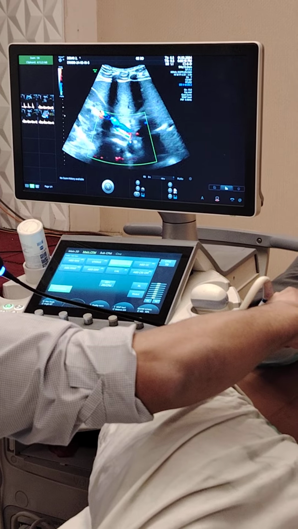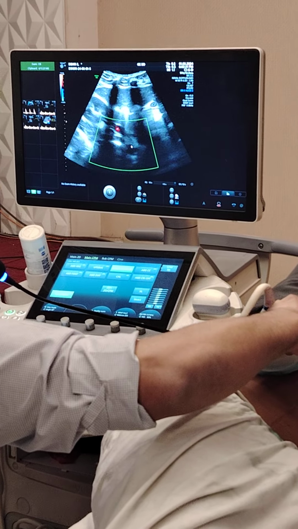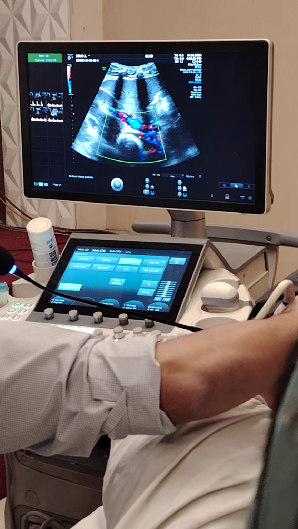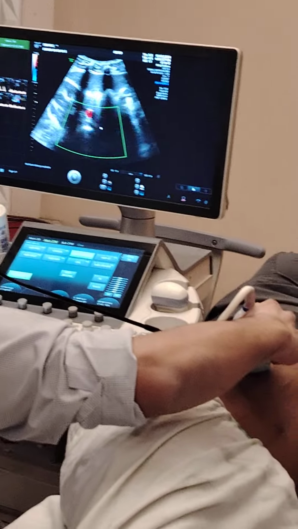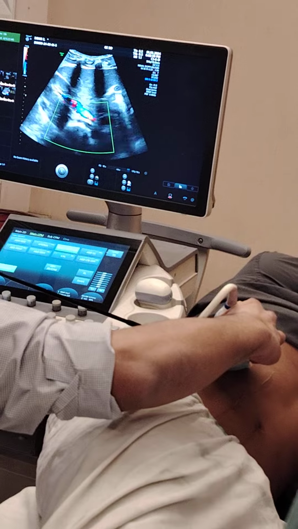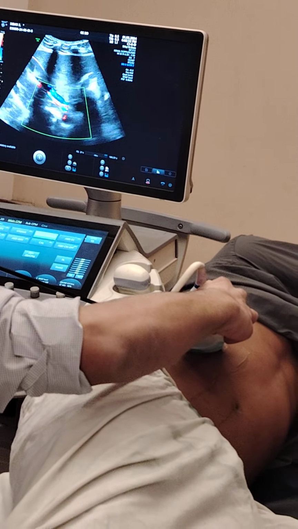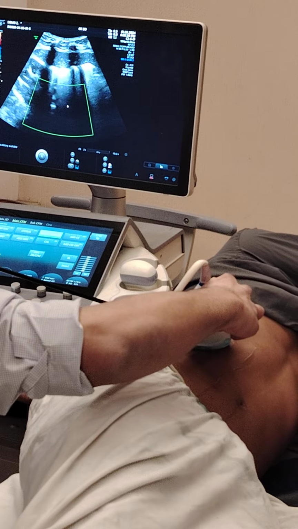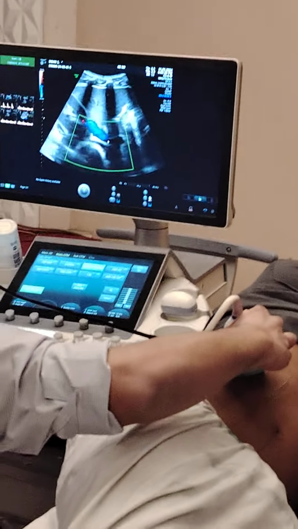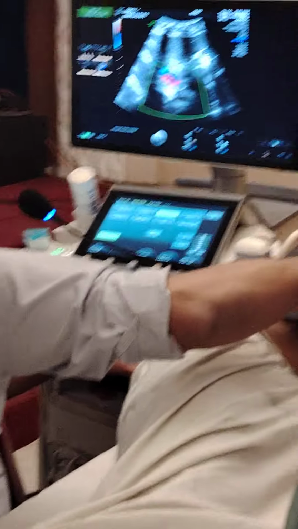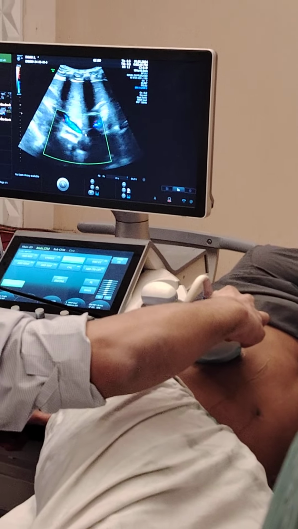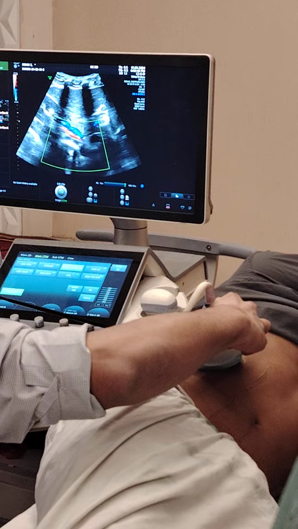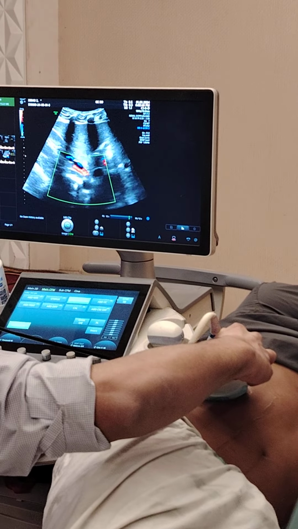So I'm trying to identify the point at which it's coming off the aorta, because this is very important in terms of getting a good image. This is where the majority of your stenosis is going to happen, right? Okay, I have kind of gotten it. Okay, relax, breathe normally.